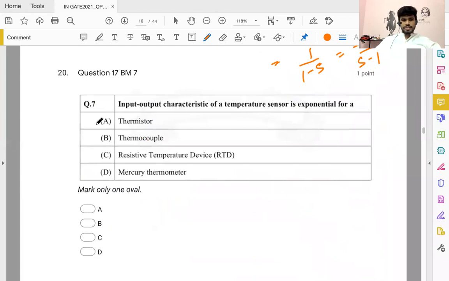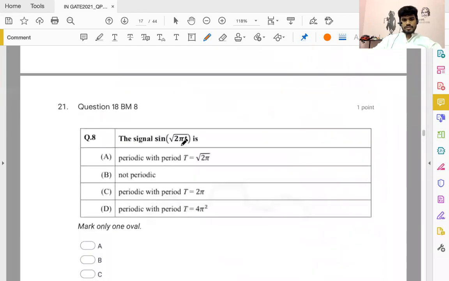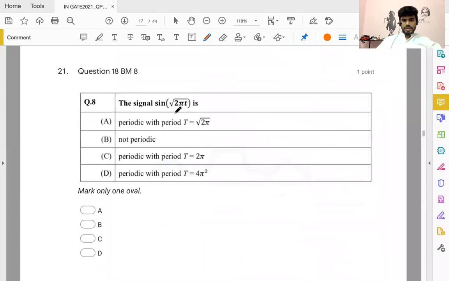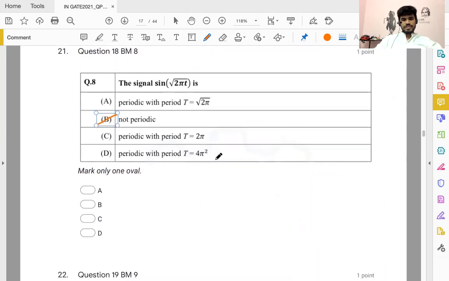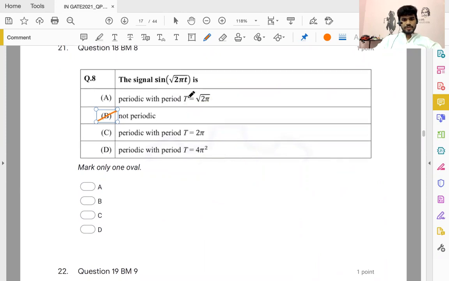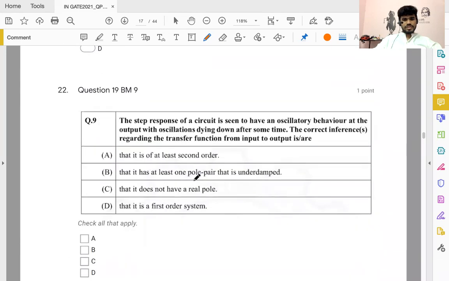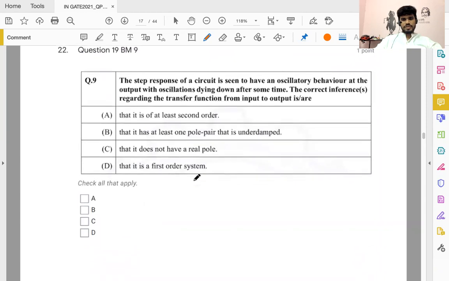Okay, the exponential with root 2 and all, it's non-periodic. You can't write this. Yeah, that is not periodic. Okay, it's not going to repeat. It's not periodic. And then step response as a circuit.